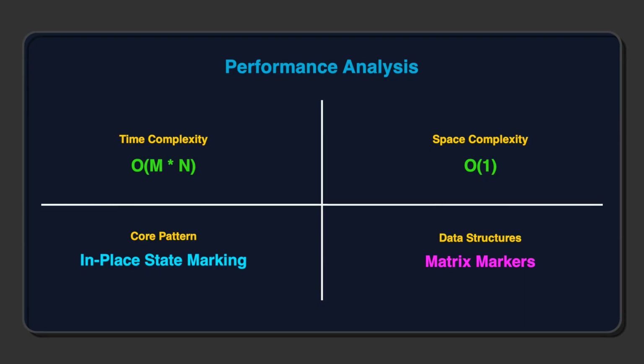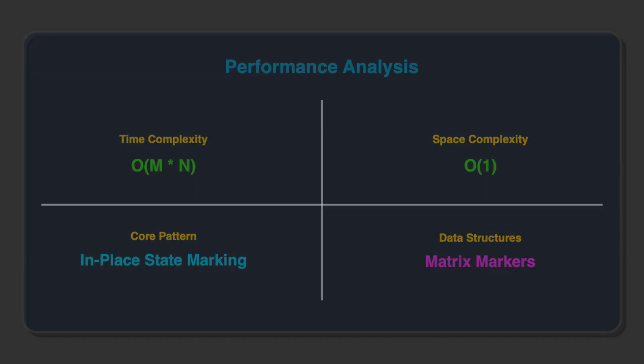That is O of m times n. For space complexity, since we modified the board in place using temporary values, we used no extra data structures. That is O of 1 constant space. And that is how you simulate the Game of Life with 0 extra space.